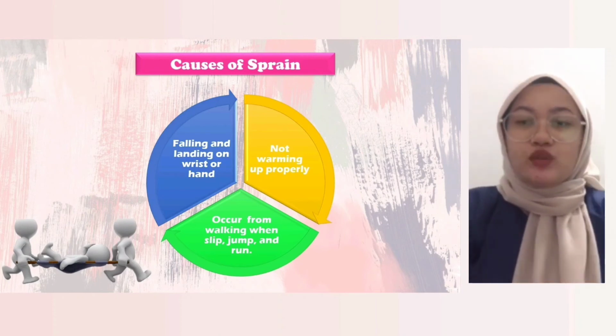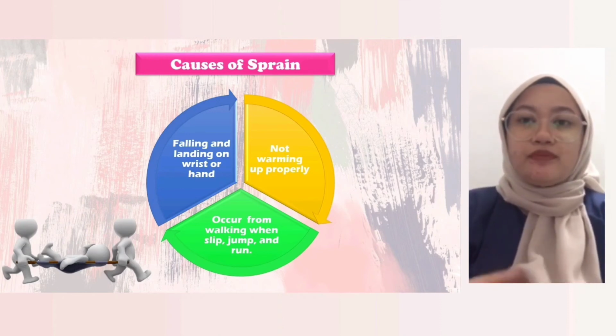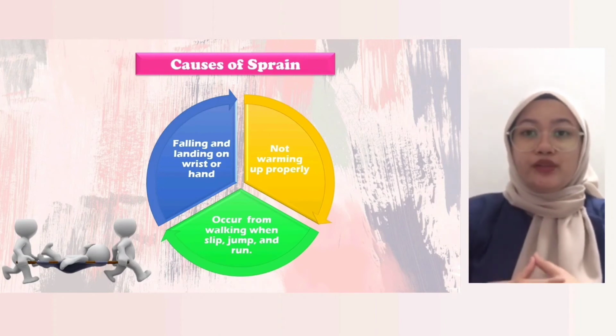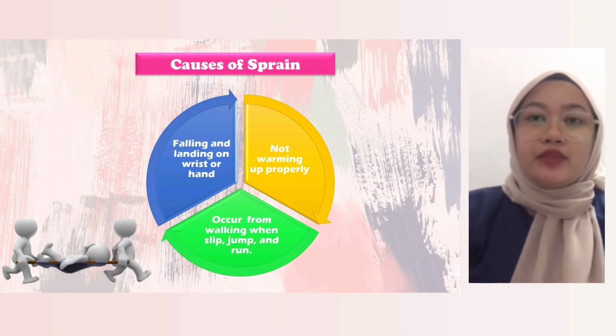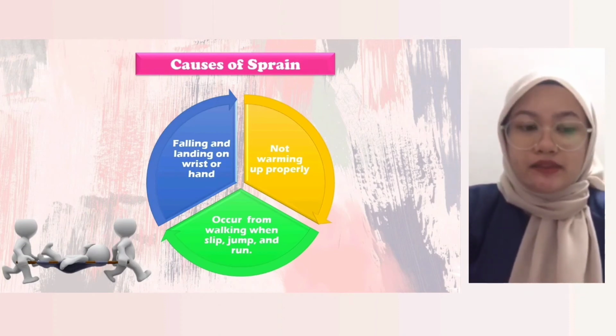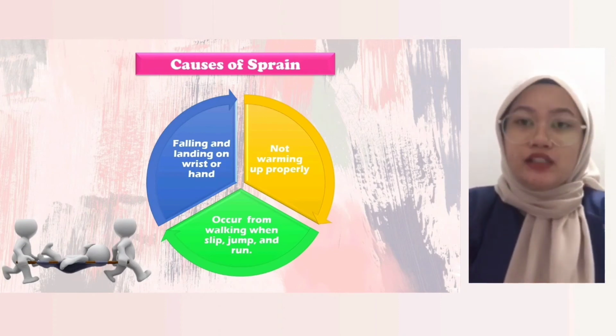So now the third one is sprain can happen when you fall and land on your wrist and hand. So when you do a racket sport such as tennis and your arms are over-extended, it can lead to sprain.